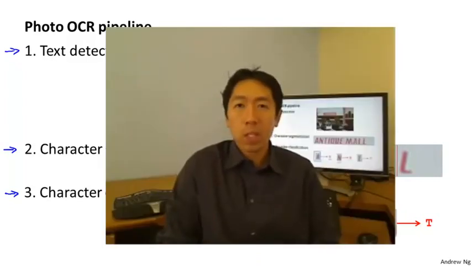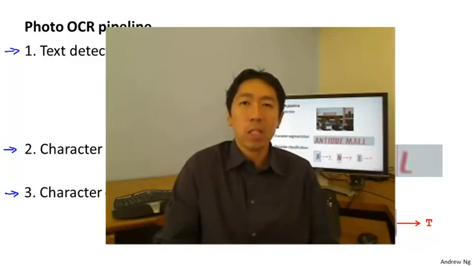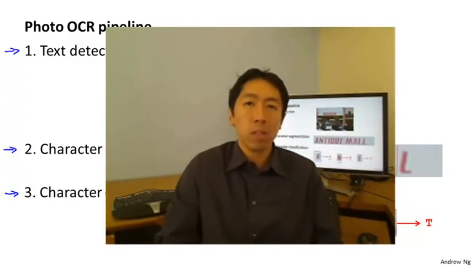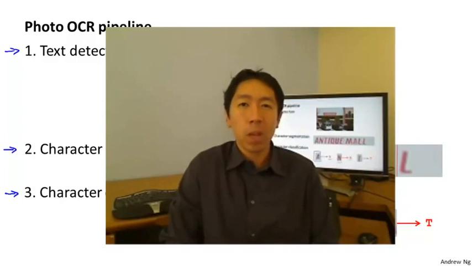So that was the photo OCR pipeline and how you can use ideas like sliding window classifiers to put together these different components to develop a photo OCR system. In the next few videos, we'll keep on using the problem of photo OCR to explore some more interesting issues surrounding building an application like this.